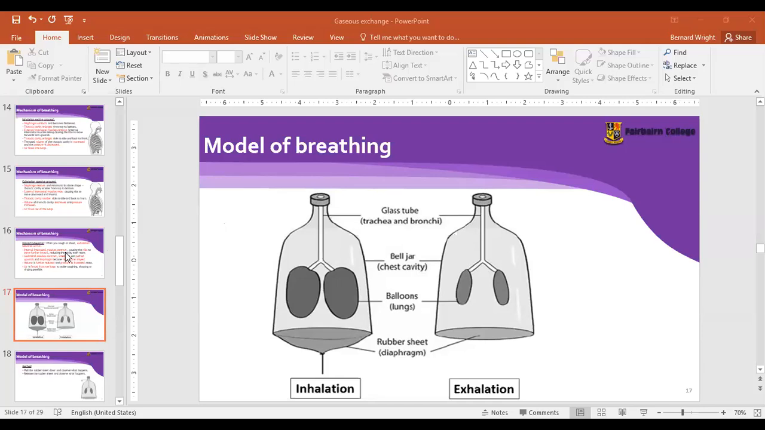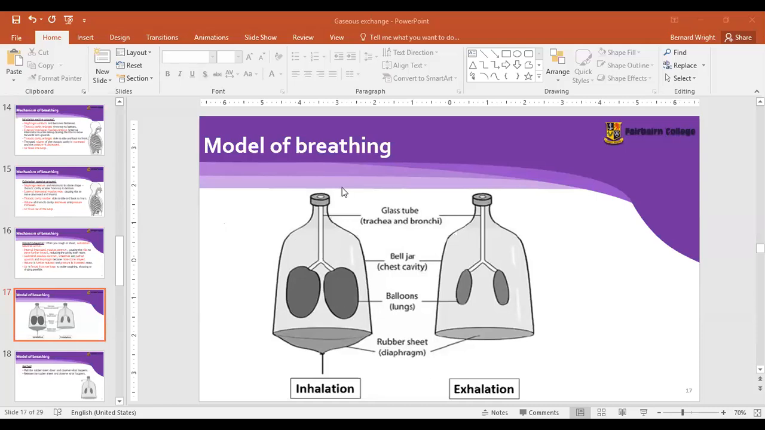So forced exhalation, I skipped. It's basically just exhalation with a bit of oomph. Okay, but you can read through it. It's basically just when you forcefully exhale, when you want to shout, or when you are breathing very heavily and you force air out. So it's similar to exhalation, just it's not passive anymore, it's active.